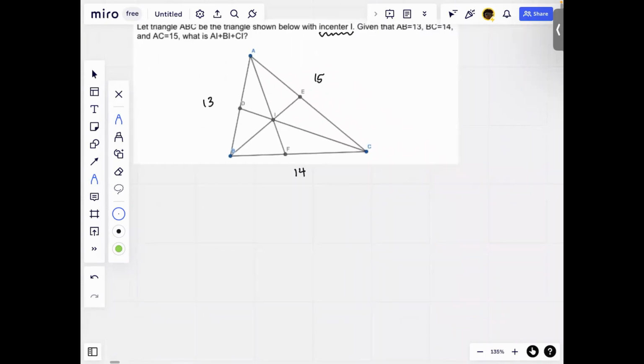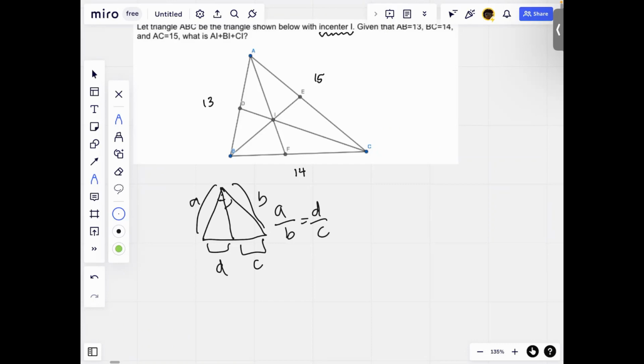we want to use a combination of two theorems. So the first one says that if you have an angle bisector, then the ratio of this length to this length should equal the ratio of this length to this length. So if we let these be A, B, C, D, then A over B should equal D over C.